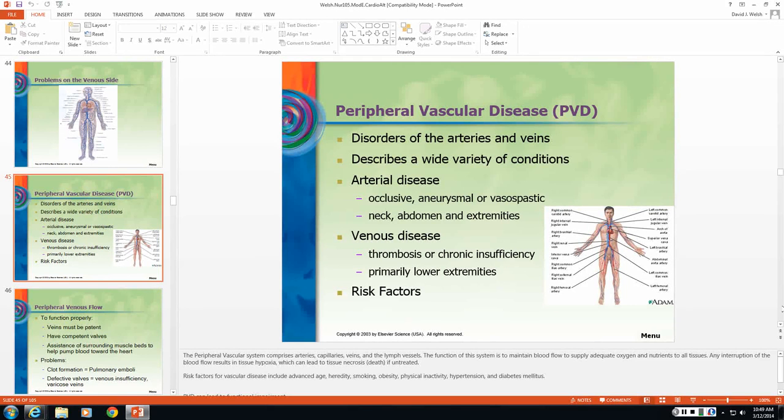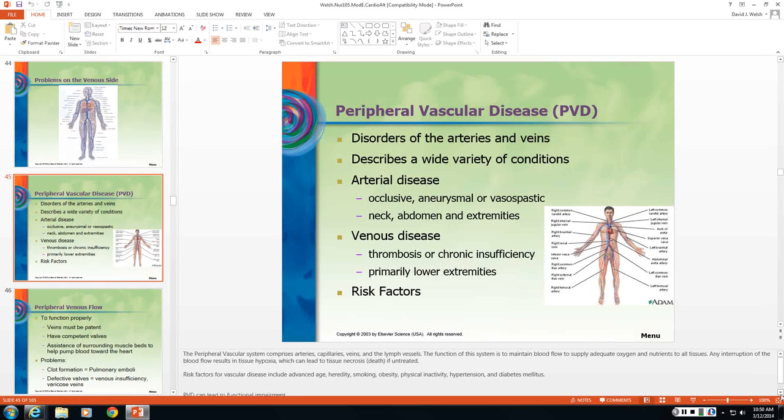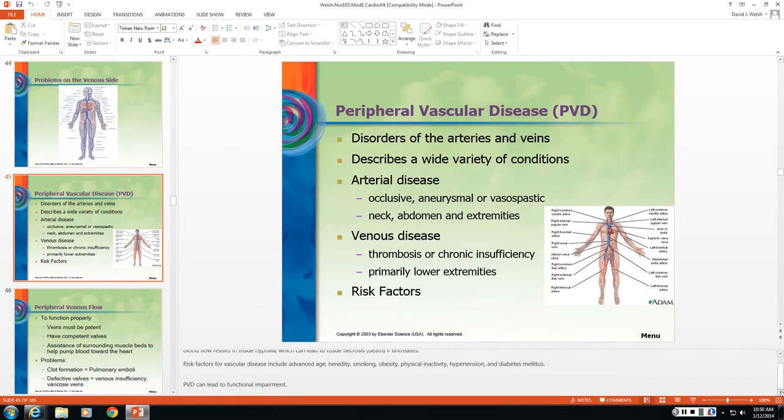Risk factors for vascular disease are going to be increased age. We talked about arteriosclerosis, heredity, smoking, obesity, any kind of physical inactivity, hypertension, and diabetes. Also remember that PVD can lead to functional impairment, so it can cause mental changes as well as physical changes.